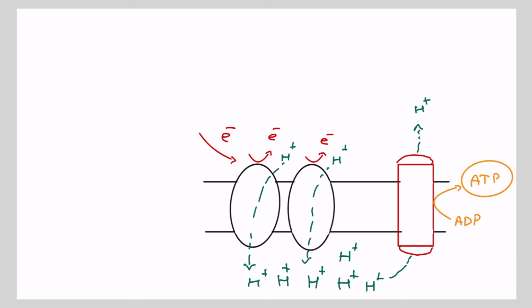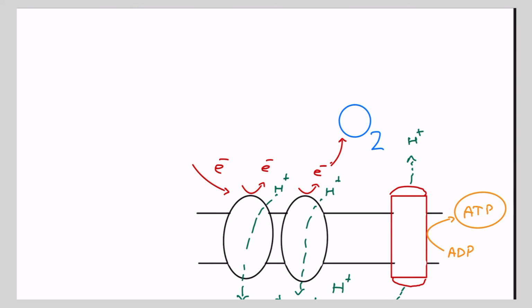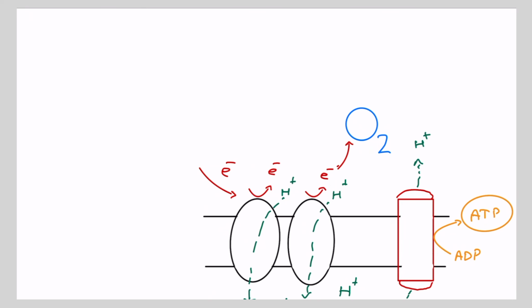Now there comes a question: we are having a lot of electrons getting transported here. What is the last acceptor of electrons? Your answer is going to be oxygen. The last acceptor of electrons is oxygen, which will accept the final electron. As oxygen takes this electron, it's going to be converted into water.